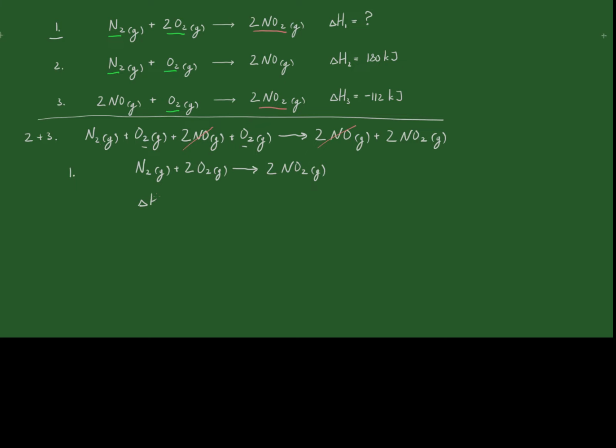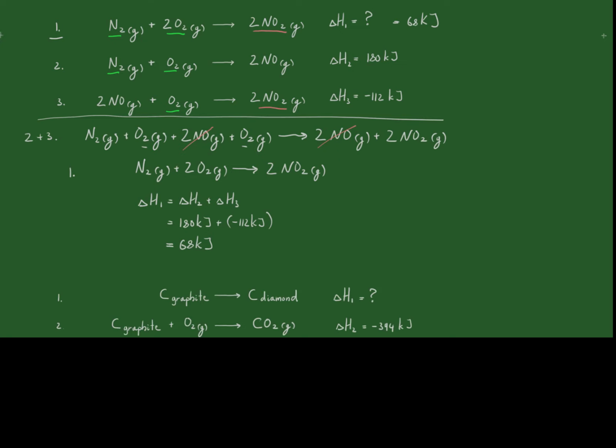And so, in order to figure out delta H for reaction 1, we do the same with the enthalpy changes. So we're going to add delta H2 to delta H3. And that will be 180 kilojoules plus negative 112 kilojoules. And that should be 68 kilojoules. So delta H1 is 68 kilojoules. It is the sum of delta H2 and delta H3.